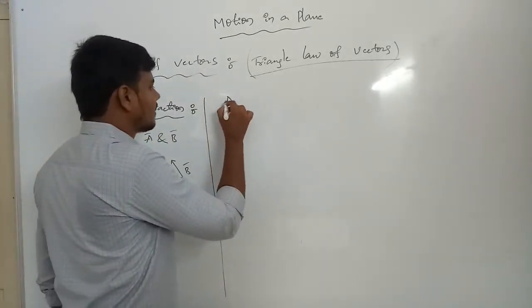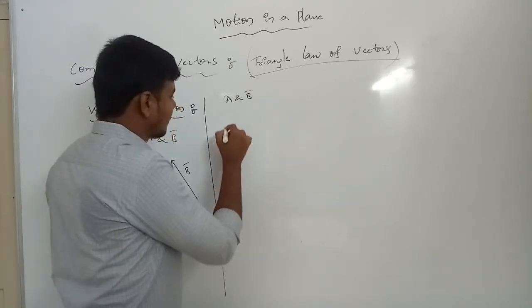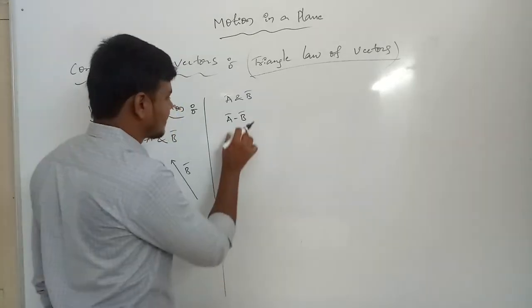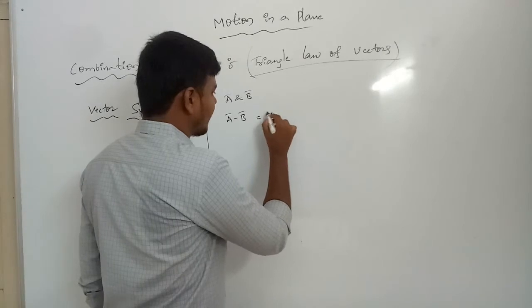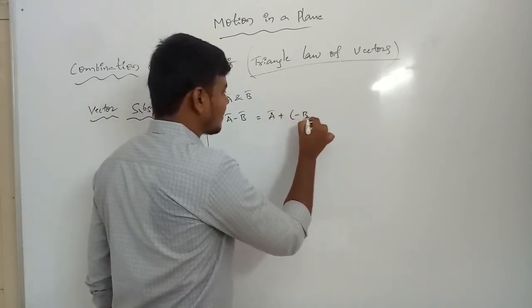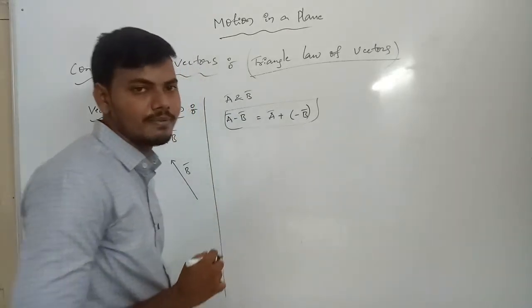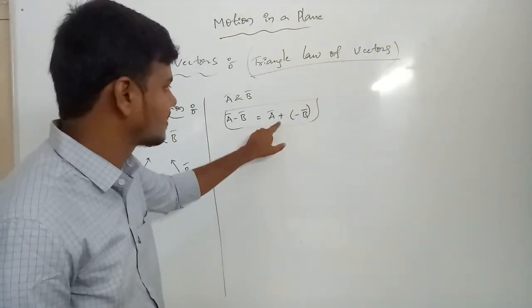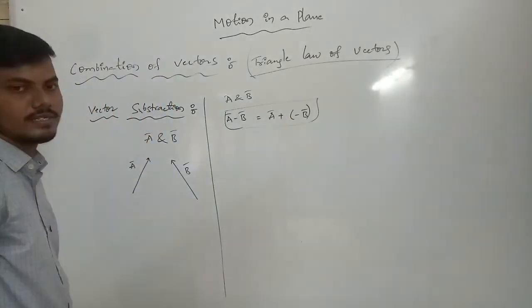Okay. A bar and B bar, there are two types of vectors. Now A bar minus B bar. This is the subtraction of A bar minus B bar is equals to A bar plus minus of B bar. This is the vector. A bar minus B bar is equals to A bar plus of minus B. Now this is the vector subtraction.